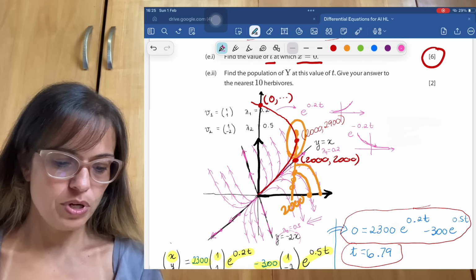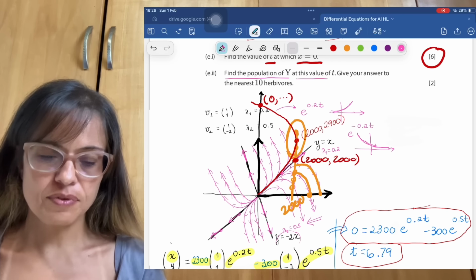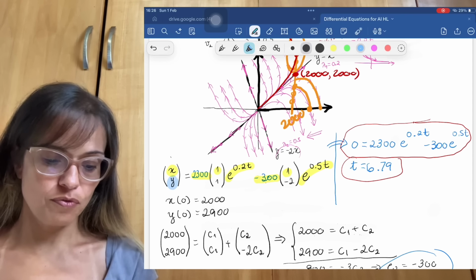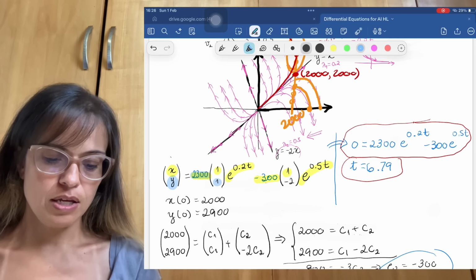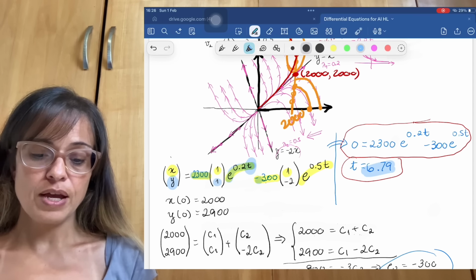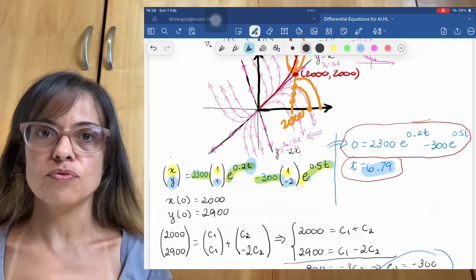And this last request is going to be very easy. Find the population of y at this value of t. So for that, you just use the second line of your equation, y equals 2,300 times 1 times e to the power of this, with the t being this value, and so on. And then that's going to be a number. That's the value of y that you're looking for.